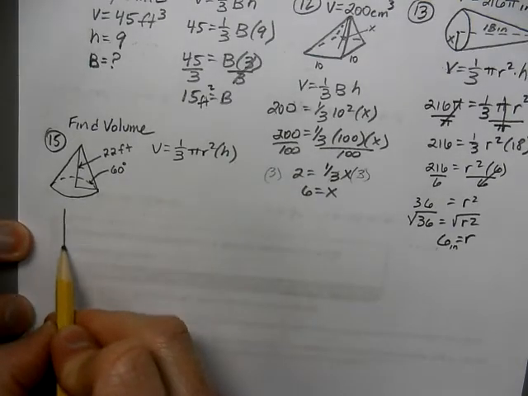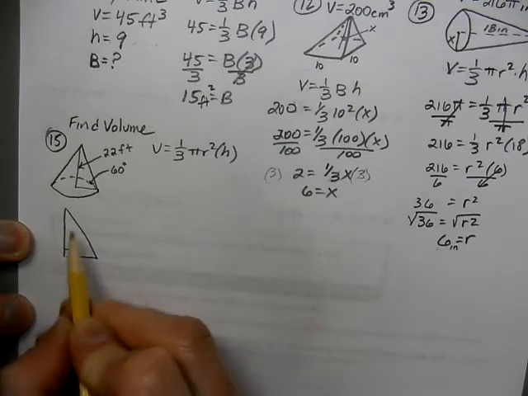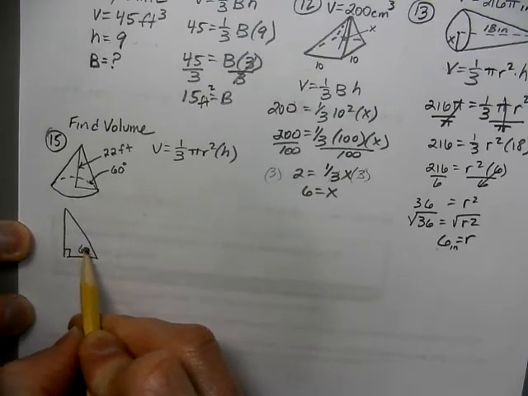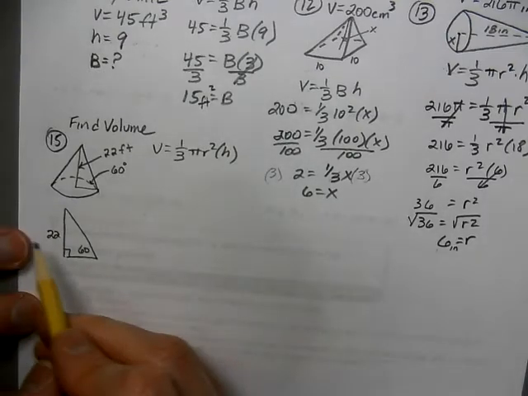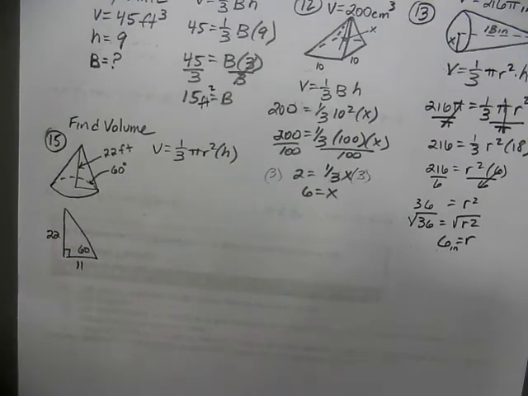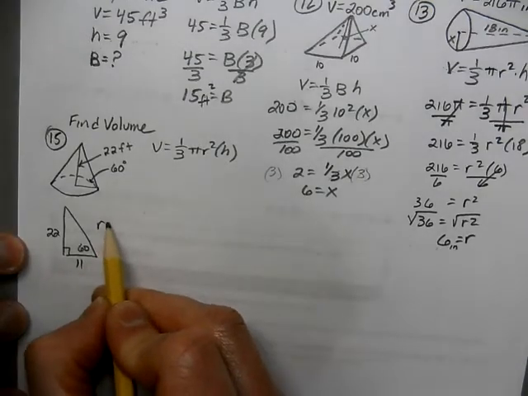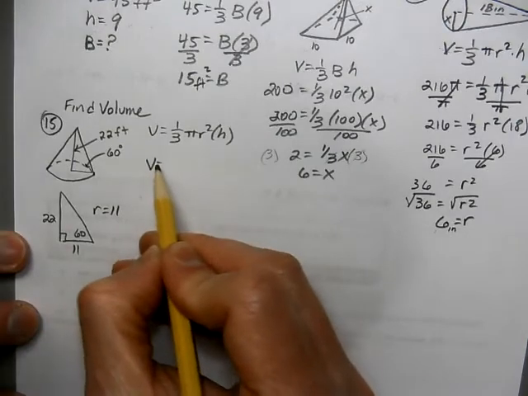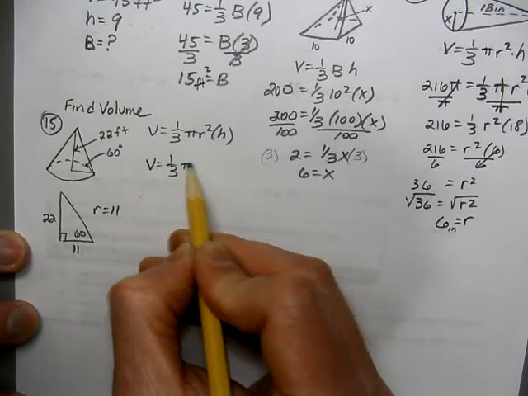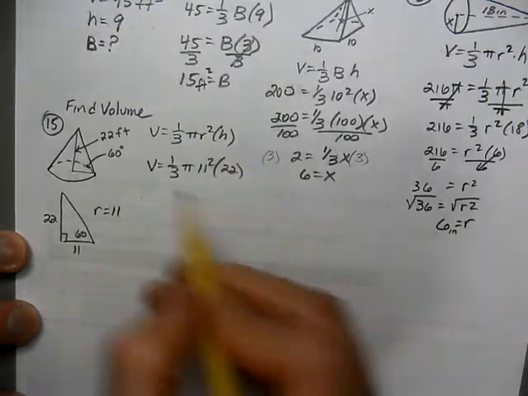So in this case, we know we have a 60-degree angle with a height of 22. Well, the short leg is half of that. So now I know the radius is going to be 11. The height is, of course, 22.